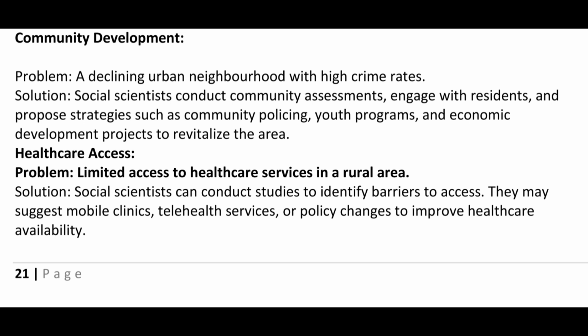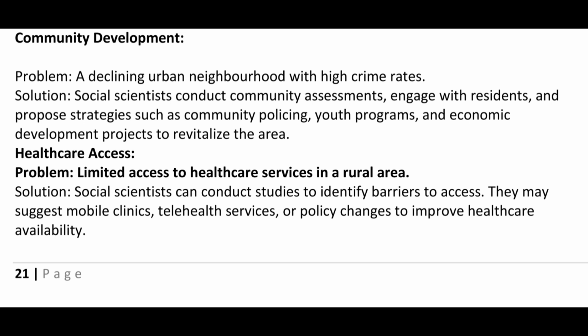So social scientists can conduct community assessments, engage with residents, and propose strategies such as community policing, youth programs. Youth programs are very important because if the youths are uneducated and they don't know how to behave and they don't know how to respect and they are not scared of crimes and the jail and the police, then it impacts the society negatively, right?